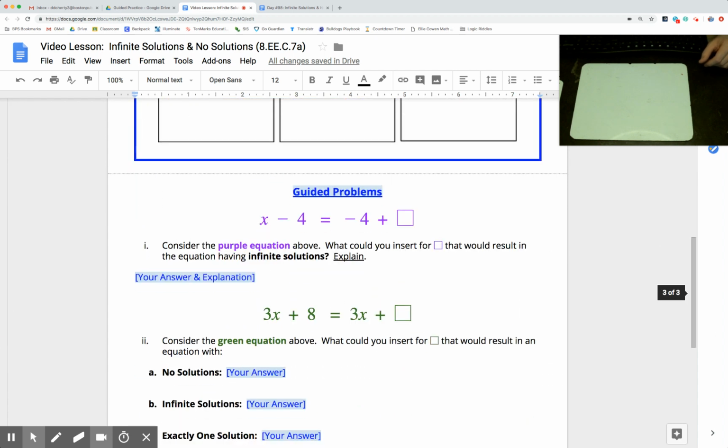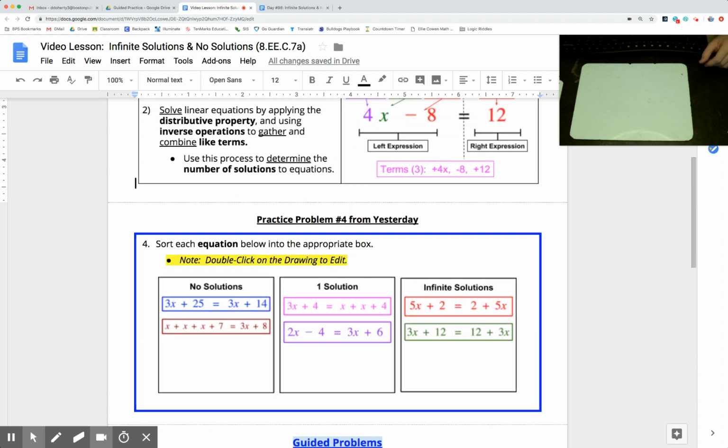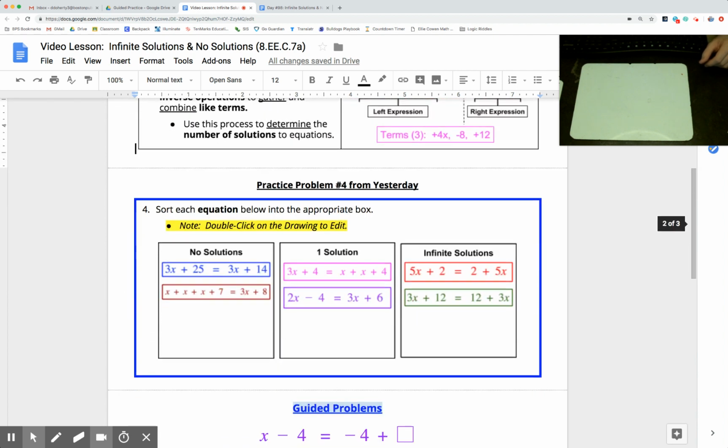No matter what I plug in for x, this equation would always produce a true statement. Before we get to the guided problems and have you explore that, we're going to review yesterday's practice problem number 4. At this point, we expect that you understand some of these simpler equations: which ones are going to produce no solutions, which ones are going to produce one solution, and which ones would produce infinite solutions. If you take a look at my whiteboard, I'm going to look at the first one we showed with infinite solutions from problem 4 yesterday.